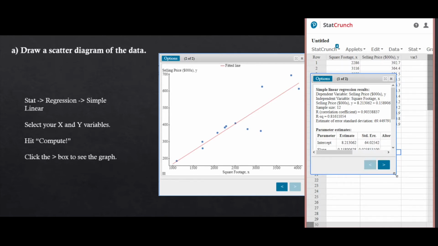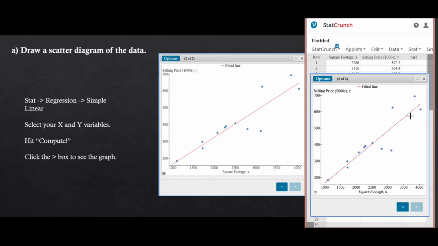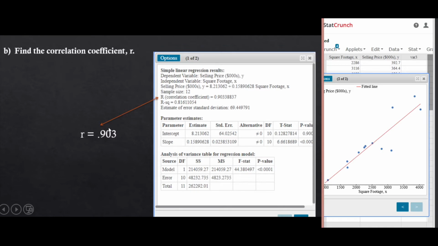and we have a results window. To find our scatter plot, we just click the arrow at the bottom of the results box. And there we go. We have a scatter plot with the regression line running through it. Next, for part B, we want to find the correlation coefficient R. Basically, we're being asked how strongly these two variables are related.